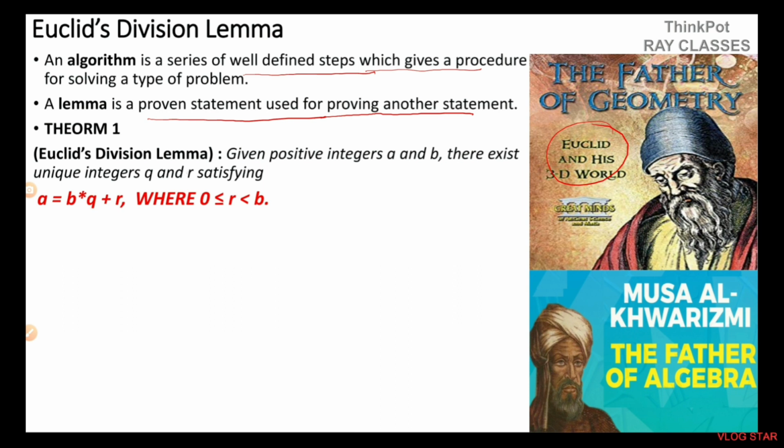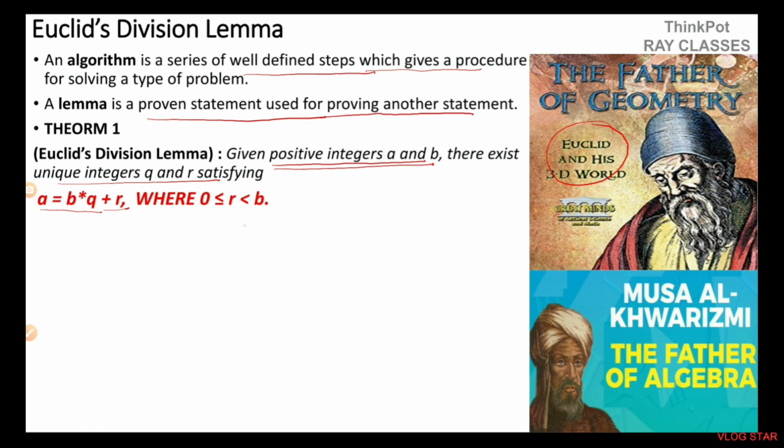So what is a Euclid division lemma? It says, suppose you are having two positive integers a and b, then there exists unique integer q and r which satisfy the condition of a is equal to bq plus r, where value of r is always less than b and more than or equal to 0.